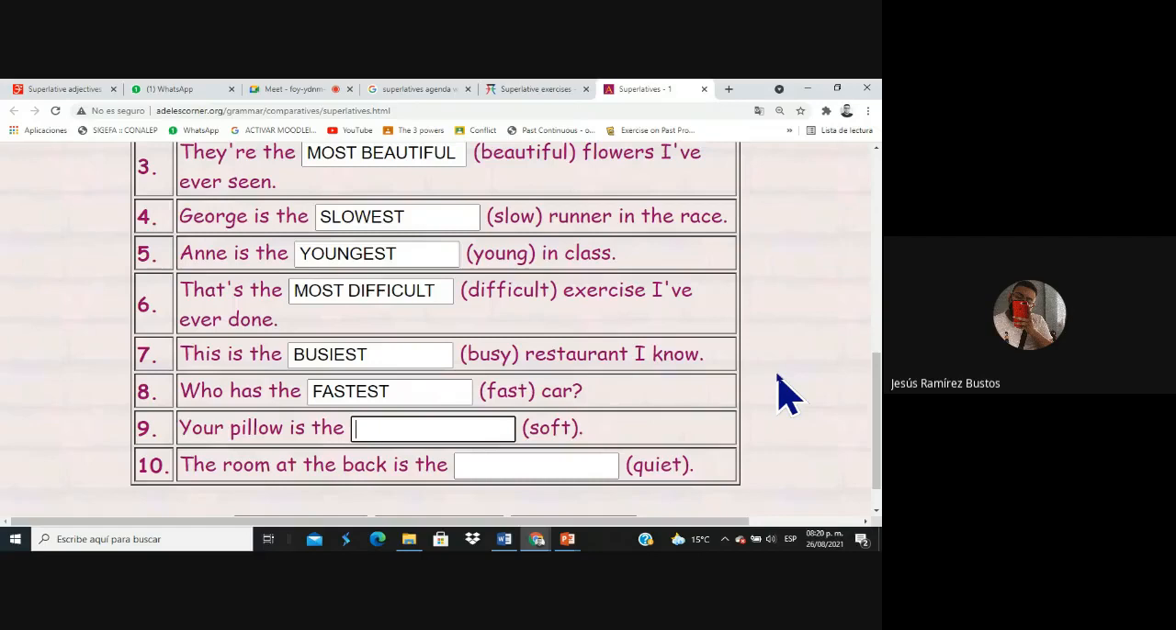Your pillow is the softest, and the room at the back is the quietest. Quietest? Okay, yes. In this one, Jesus, we have an exception with quiet. Yes, remember this, Mariana, because it's an exception. I know that it has three letters, but it's not correct to say quietest. This is an exception, so you say the most quiet. Okay, only for this. Yes, not for the others. But okay, I think it was okay.